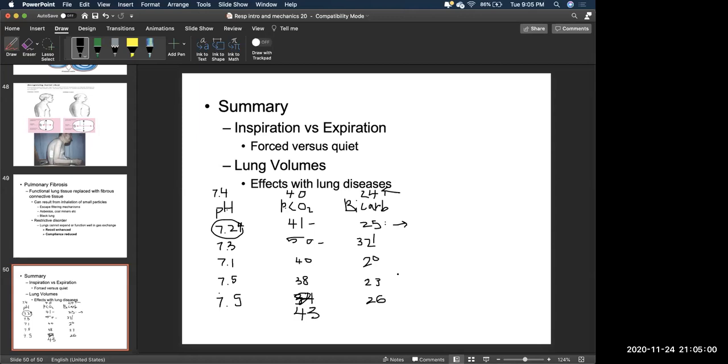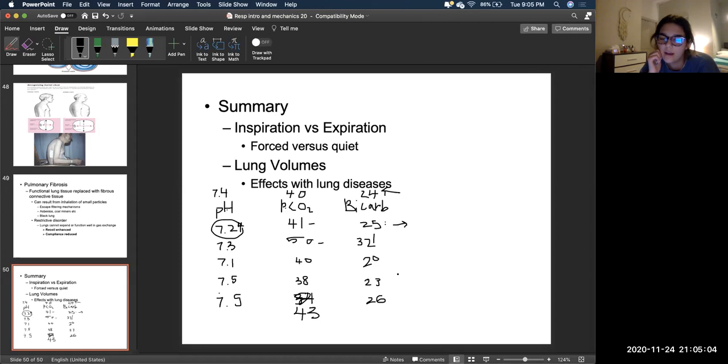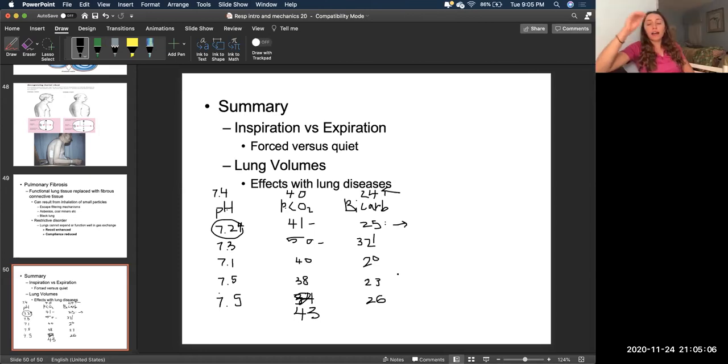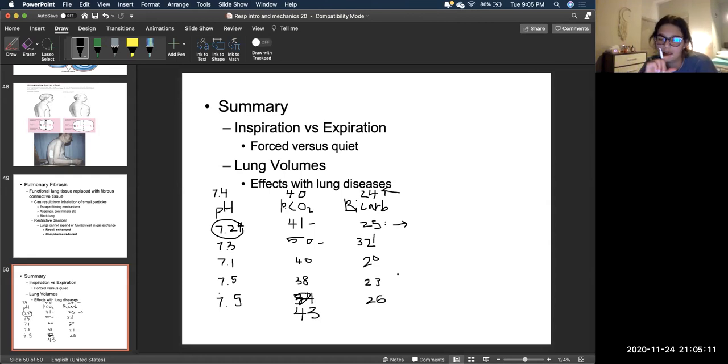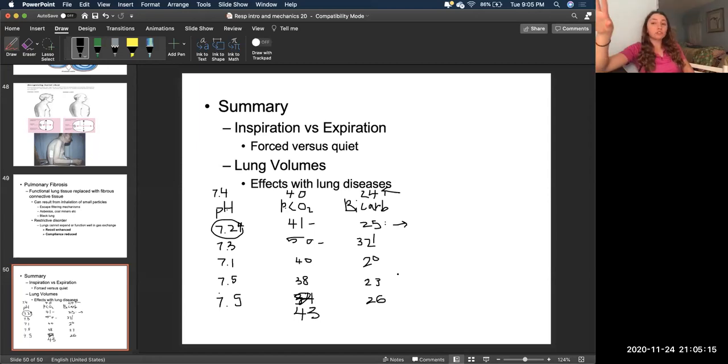Because it's acidic. No, she's saying bicarbonate. Higher, yeah, it's H2CO3. That's the chemical, yeah, it's bicarbonate. Yeah, you're totally correct. She's 100% correct.